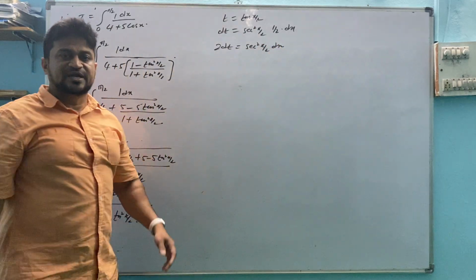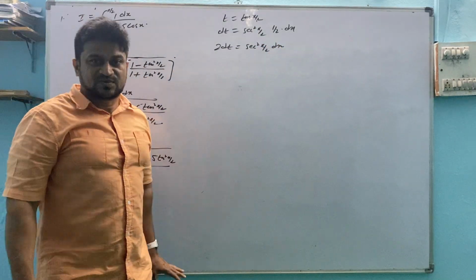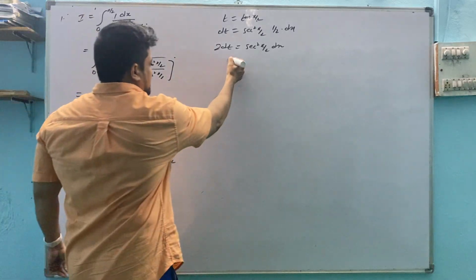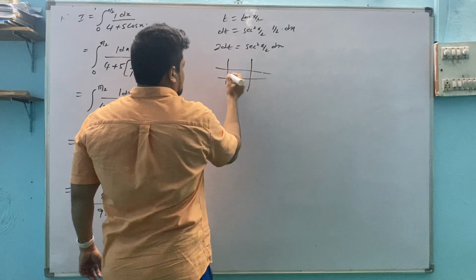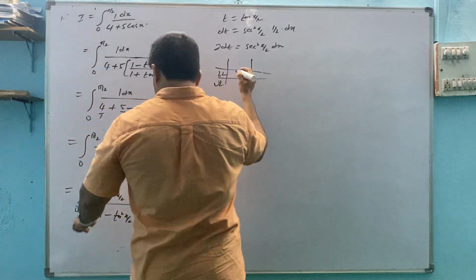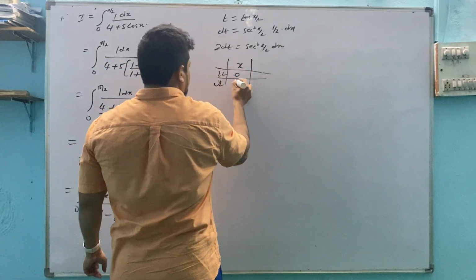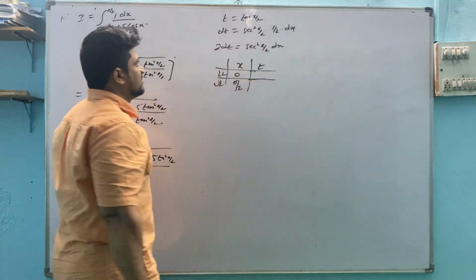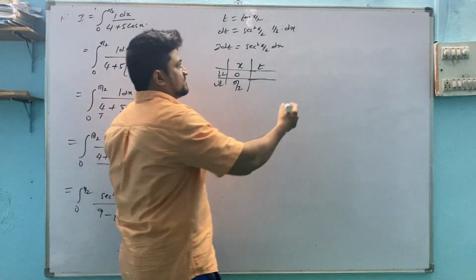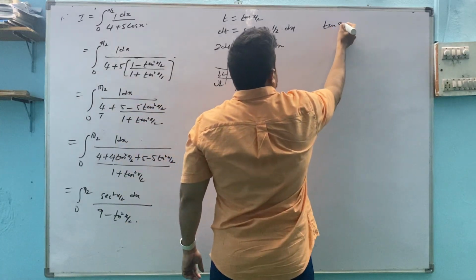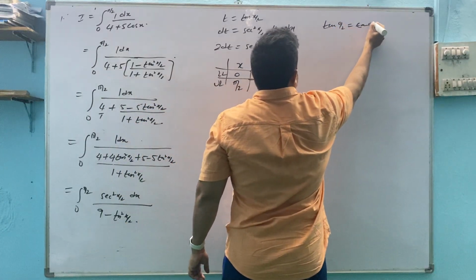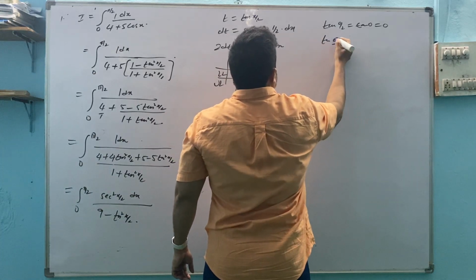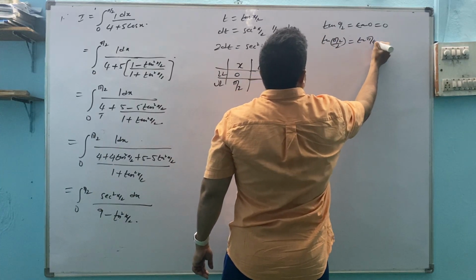Those who are good at integration can understand this one; others may not get this. So 2 dt. Because limits are there, lower limit, upper limit, the values are in terms of x, 0 to pi by 2. Now the values are in terms of t. t is tan x by 2. Tan 0 by 2 is tan 0, which is 0. Tan (pi by 2) by 2 is tan pi by 4, that is 1.